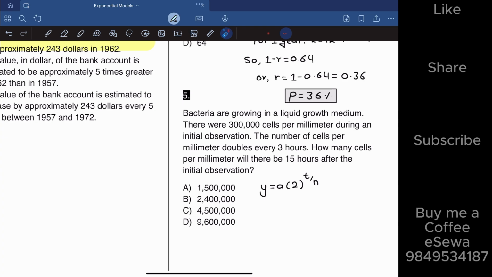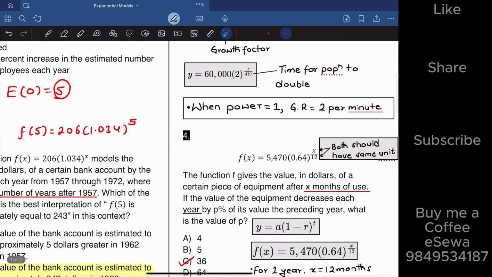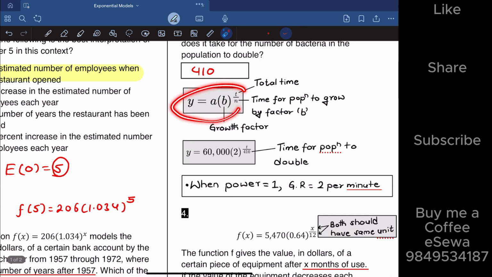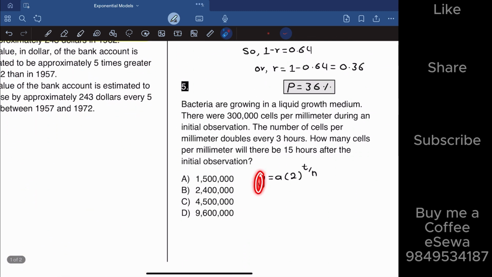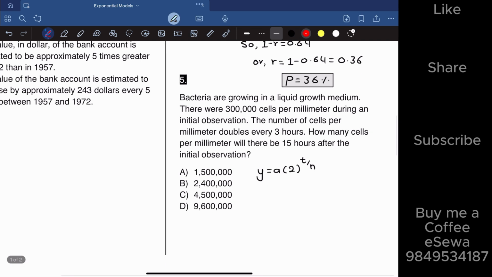Again, very easy. This is the case of population doubling, right? So again, this formula will come in very handy here. So we have y equals a times 2 to the power t over n, right? Now as I have already told you, a is the initial population. If I have to write, I'll write it like this. This is the initial amount, right? So 300,000, times 2 to the power, where t is the total time. What is the total time? It is given as 15 hours. And what is n? n is the time it takes to double the population, right?